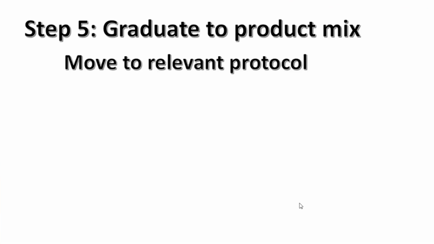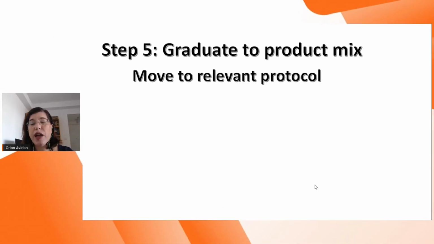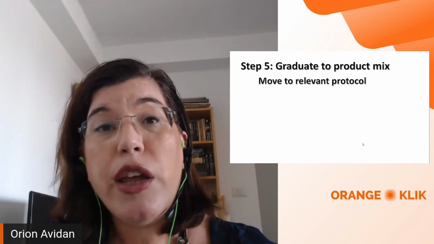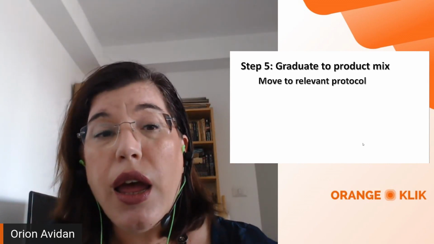Once the product has been given a chance, it's run enough time, you start having enough data, graduate it from being a new product to being part of your product mix, and move it to the relevant protocol. You'll figure out if it's a C, B, or A product, or even a D product. You will have those.